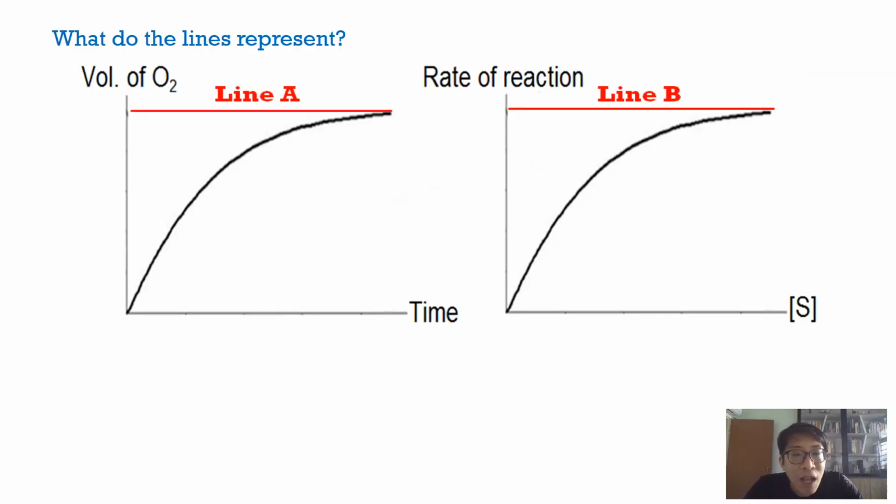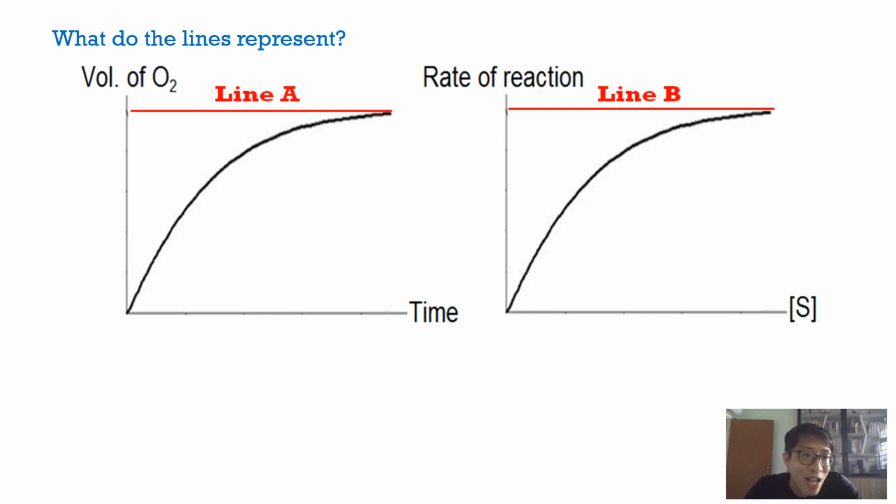Since we're talking about graphs, on the screen here you have two graphs with similar shape, but the axes are different. One is volume of oxygen versus time. The other is rate of reaction versus substrate concentration. When you look at graphs, I don't know whether the first thing you look at is the curve, but for me, the first thing I look at is always the axis. So look at the axis and after that the curve, and tell yourself what the lines represent for the two graphs.